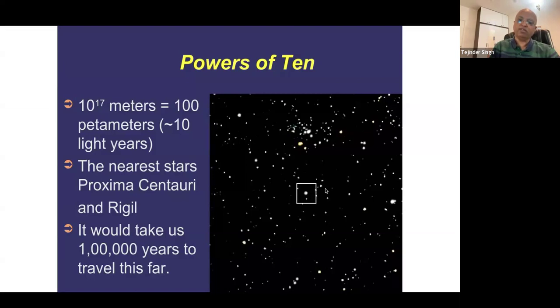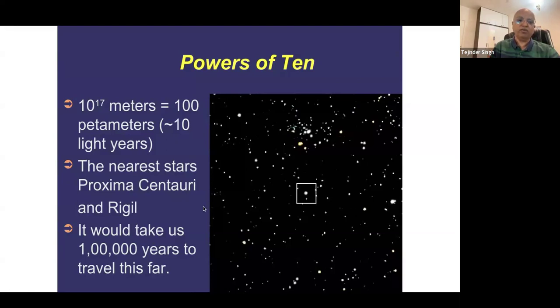And for us, suppose we have to go in a spaceship to the nearest star, it will take 1 lakh years. We won't even survive that long. So it's impossible to go from here to here for one person unless we find faster ways to travel.